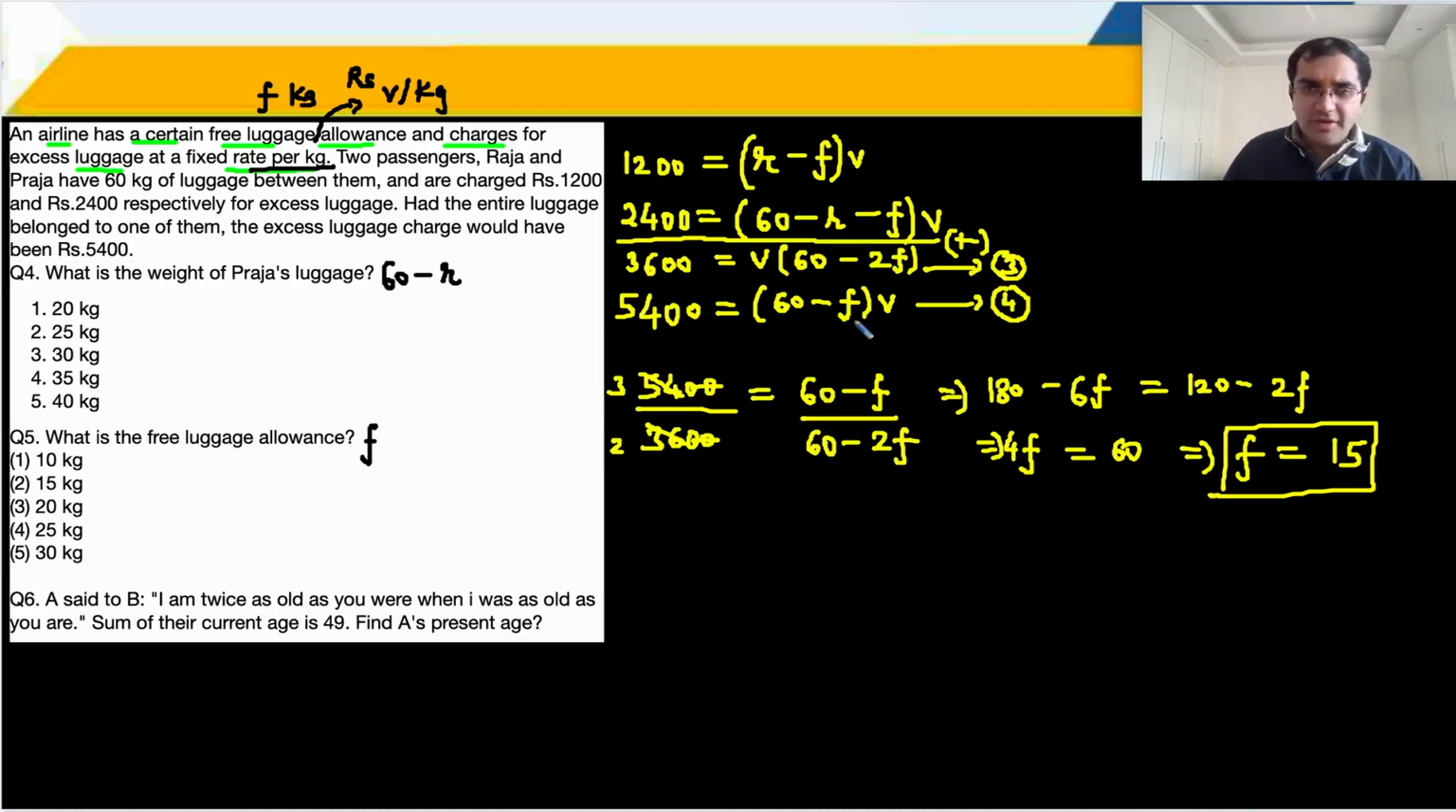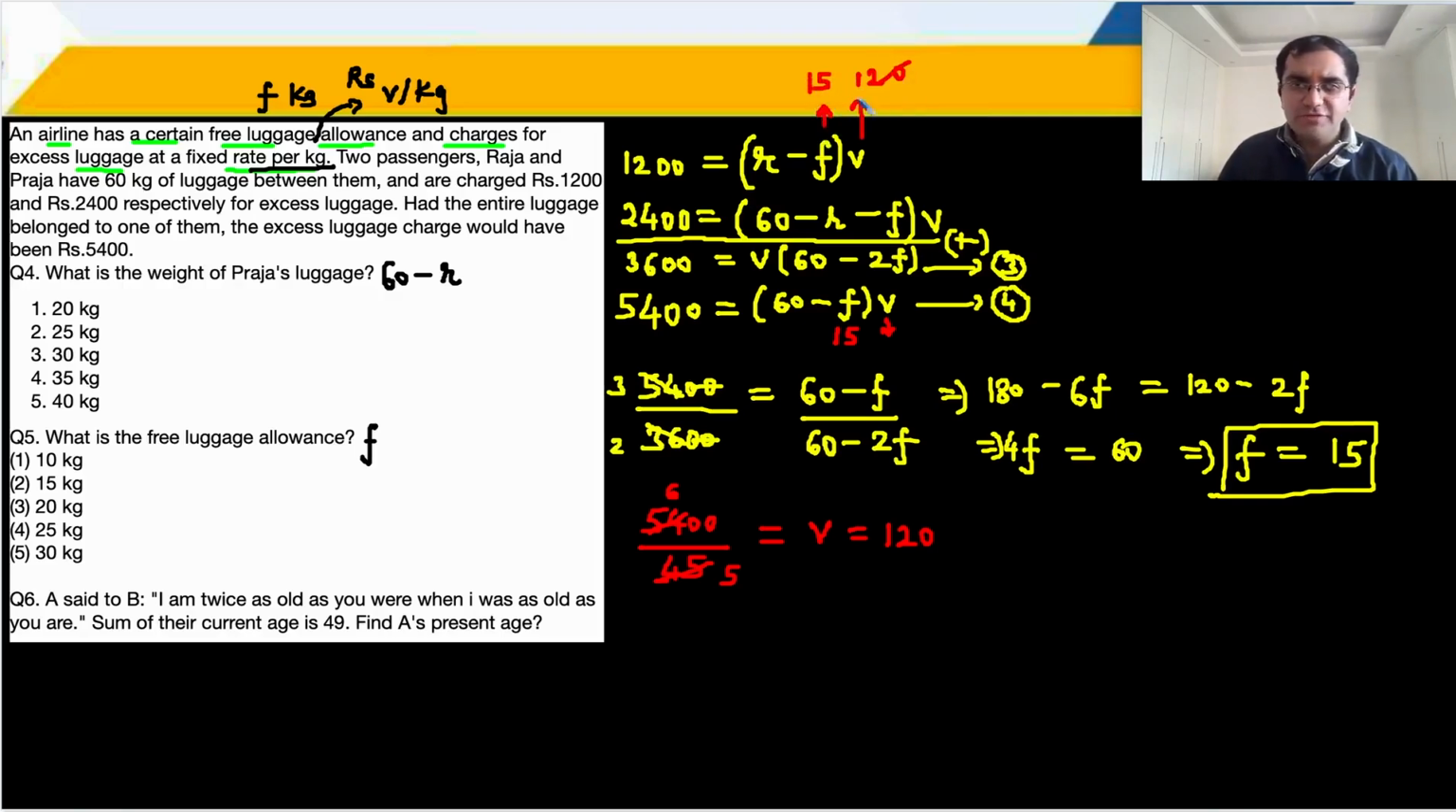Now if I were to put 15 over here, I will get V. So 5400, 60 minus 15 is 45. 5400 divided by 45, we will get V. 9 goes 5 times, 9 goes 6 times. 600 upon 5 is 120. And right on top over here, V is 120 and F is 15.